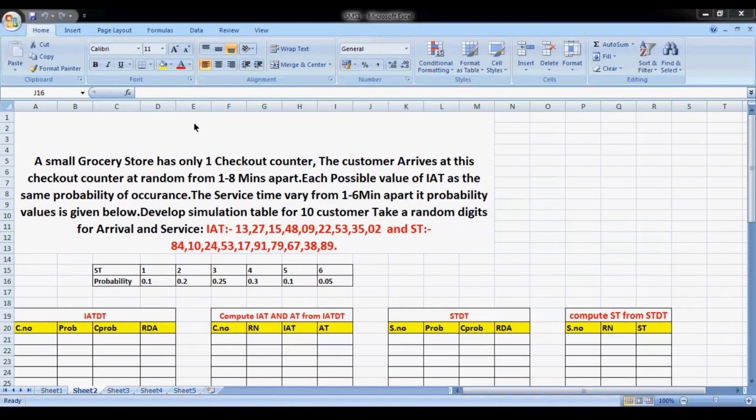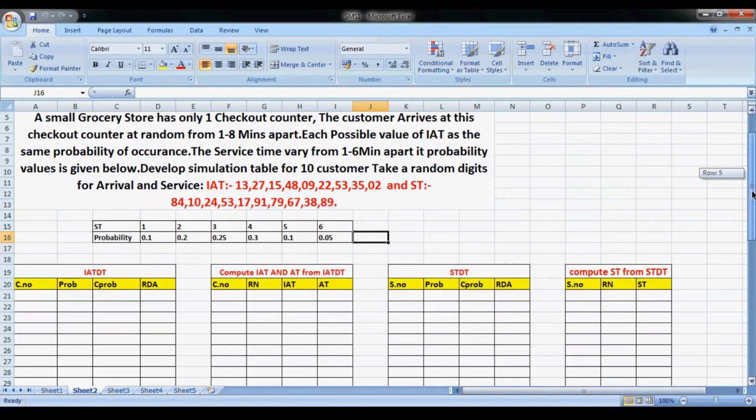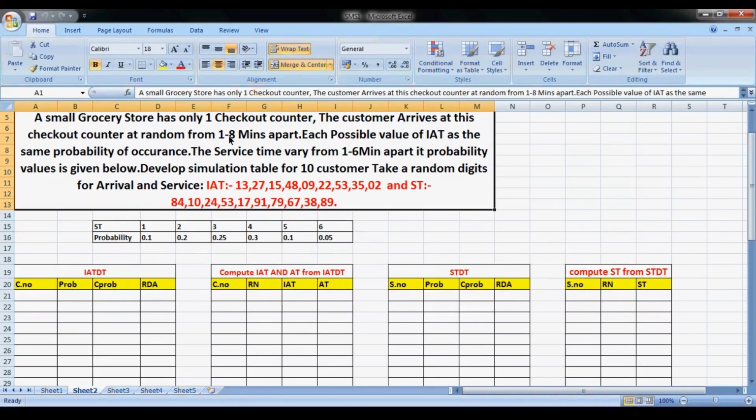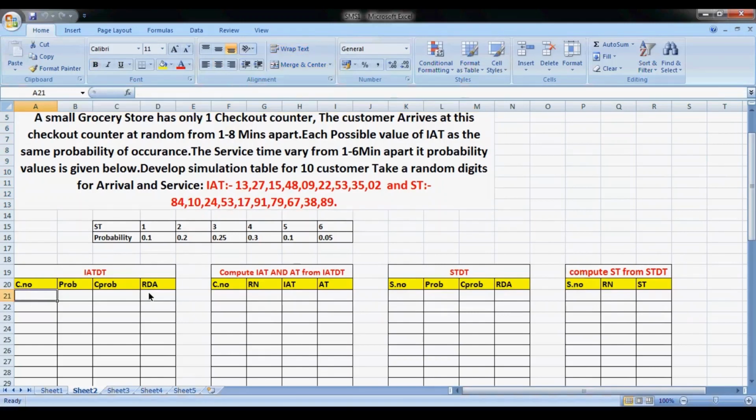Now first we need to find the inter-arrival time distribution table, which varies from 1 to 8 minutes. So we write 1 to 8 minutes: 1, 2, 3, 4, 5, 6, 7, 8. The number of customers is 8 because we have 1 to 8 minutes apart, and each has an equal probability of occurrence. So go for 1 divided by 8, and we will get 0.12.